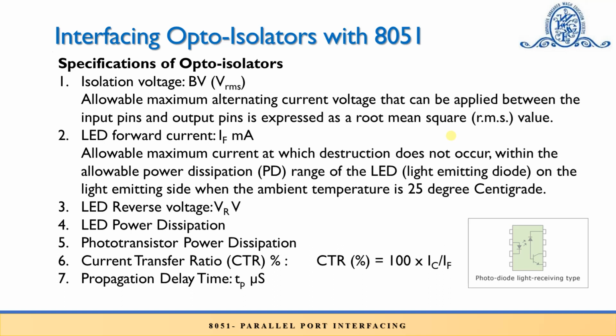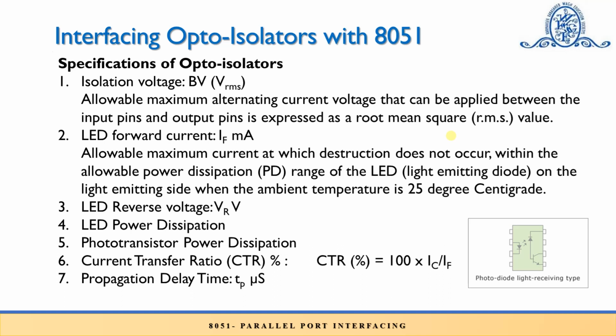and it is expressed in percentage. So the CTR is equal to 100 into IC divided by IF. IC is the collector current, IF is the forward current of the LED. So how much amount of current amplification is available using this optocoupler is the measure, and that is expressed in the CTR.